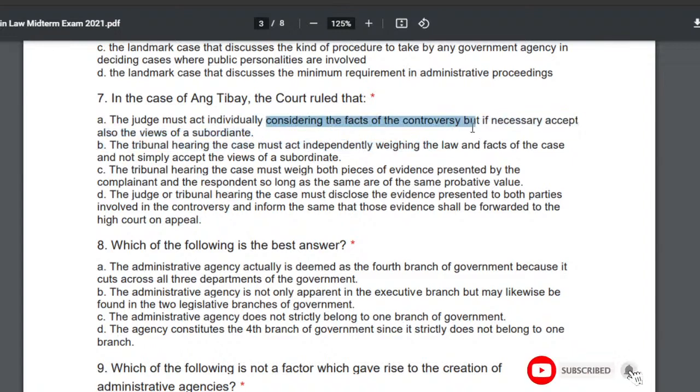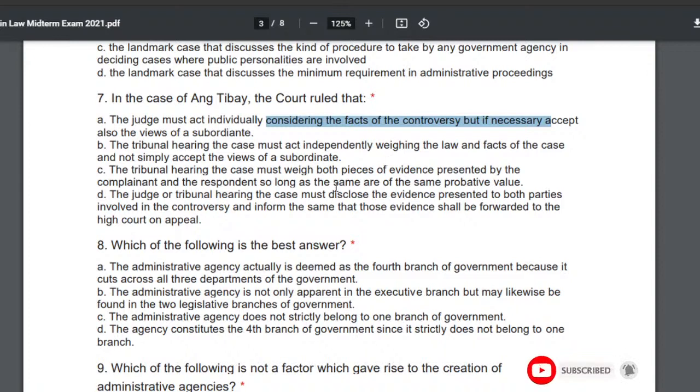So, in this case, should the judge or the person who would decide on the case, admin case, also accept the view of the subordinate? This is what A is telling you. So is this the correct answer? Letter B. The tribunal hearing the case must act independently, weighing the law and facts of the case, and not simply accept the views of a subordinate. Is this the correct answer?